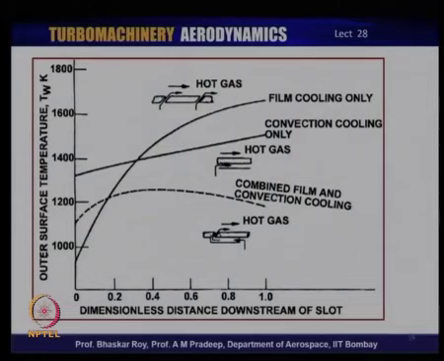Let us look at what is happening to the surface temperature as felt. Film cooling only gives so much relief. When you have convection cooling only, it gives so much relief, but once you have combined film and convection cooling, the surface temperature comes down substantially on the blade surface. So, the temperature on the blade surface can be substantially lower if you have a combined cooling system. Only film cooling or only convection cooling does not give so much relief by themselves, but a combined cooling system gives much more relief.